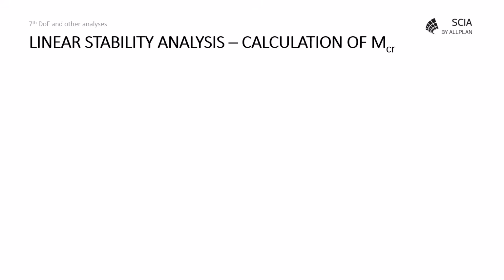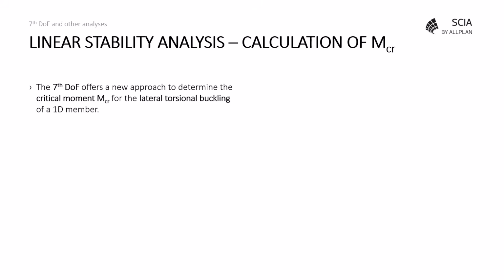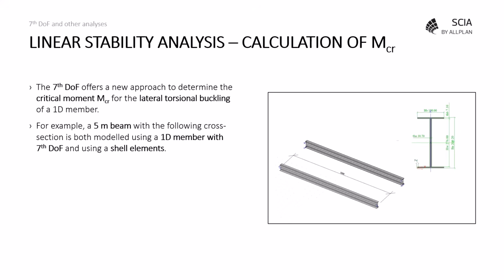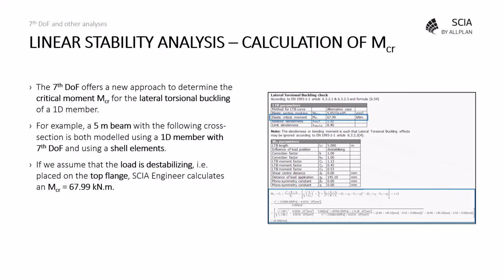So we'll start with an example of how we can calculate the critical moment, MCR, based on the linear stability analysis that we carry out on a beam for which the 7th degree of freedom is activated. We have started with an example where we have a 5-meter beam with the following cross-section, and it is modeled both using a 1D member and also using shell elements. And if you have a look at the Eurocode 3 check in SCIA Engineer, if we assume that the load is destabilizing, i.e. placed on the top flange, SCIA Engineer calculates a value of MCR equal to almost 68 kilonewton meter.